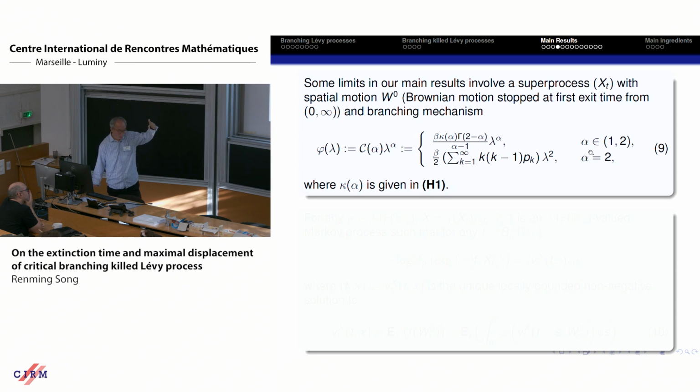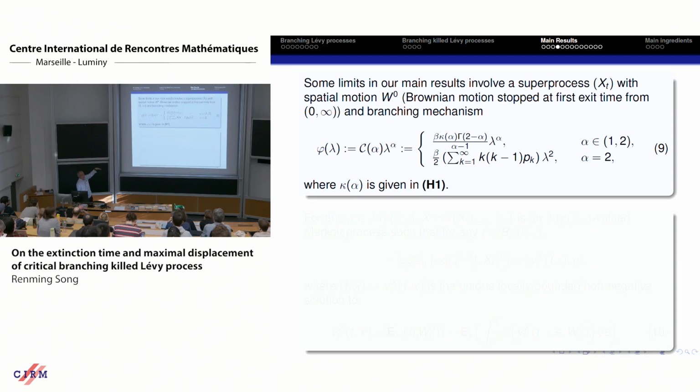Remember, our offspring distribution is in the domain of attraction of a stable process, a stable distribution. So this offspring distribution, or the branching mechanism of our super process, depends on this alpha. Here, this kappa alpha is the kappa alpha in H1. And of course, in the case when alpha equals 2, this is basically dependent on the offspring distribution. Okay? So we're going to make connections with a certain super process, and the branching mechanism of the super process is given by this guy here. So this is connected to our assumptions.